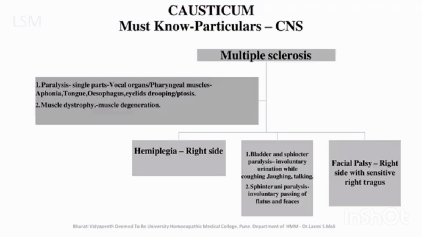It also has paralysis of the bladder or the sphincter, which results in involuntary urination, particularly while coughing, laughing, and talking. It has paralysis of sphincter ani, which causes involuntary passing of flatus and feces. There is right sided facial palsy with sensitive right tragus. This is an important concomitant which is seen along with the right sided facial palsy.